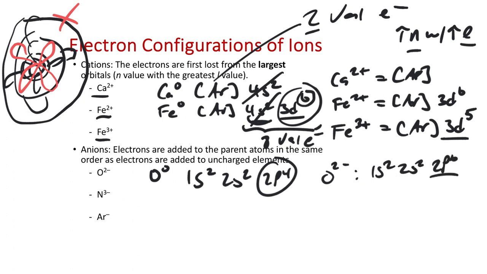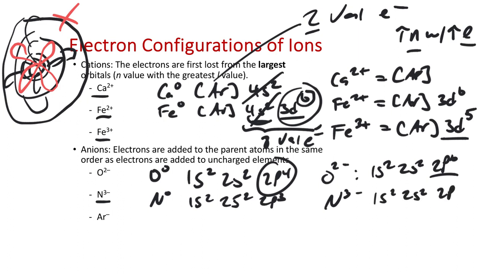So we're just continuing to fill electrons into the orbitals in the order we would have expected into the open valence shells. So nitrogen 3-. Nitrogen neutral is 1s2, 2s2, 2p3, so N3-, of course, is just 1s2, 2s2, 2p6. So same configuration as O2-. So argon with a negative charge.